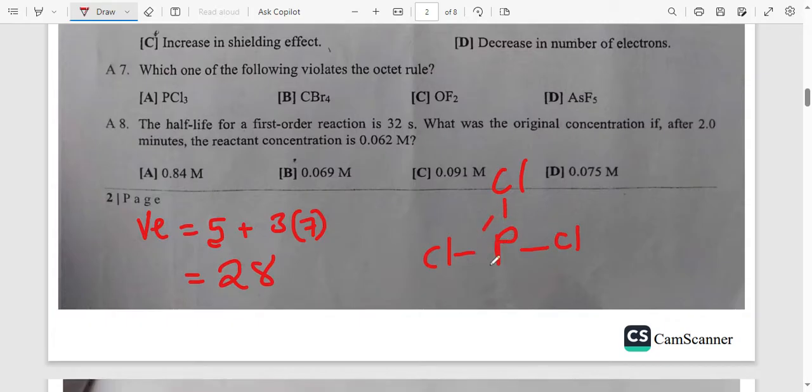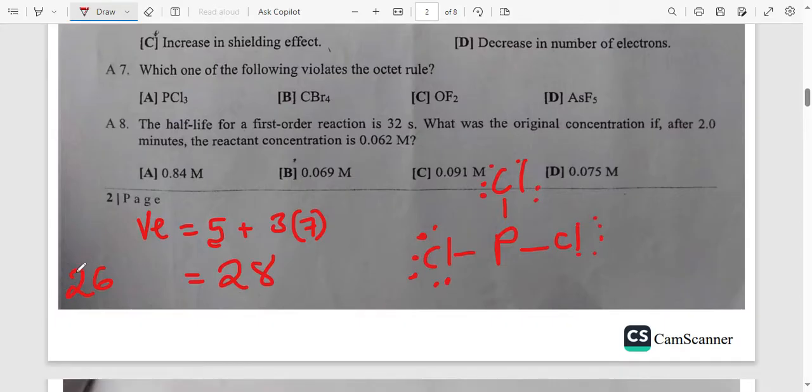Each bond that I've used here carries 2 electrons, meaning I've used 6 electrons. So from the 28, I've used 6 electrons, meaning that only 22 electrons are remaining. And then the next thing that I'm going to do is I want to make sure that each chlorine has got 8 electrons in the outermost shell. So of those 22, I am going to put 6 electrons here, and then they have become 8. 6 electrons there, 8. 6 electrons there, also 8.